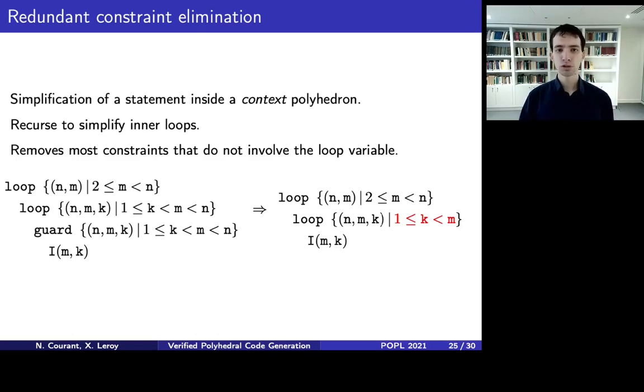We use recursion to simplify inner loops while collecting information from the loop head. This pass removes most constraints that do not involve the loop variable. For instance, in this case, we have removed the m less than n constraint from the inner loop and completely removed the guard.